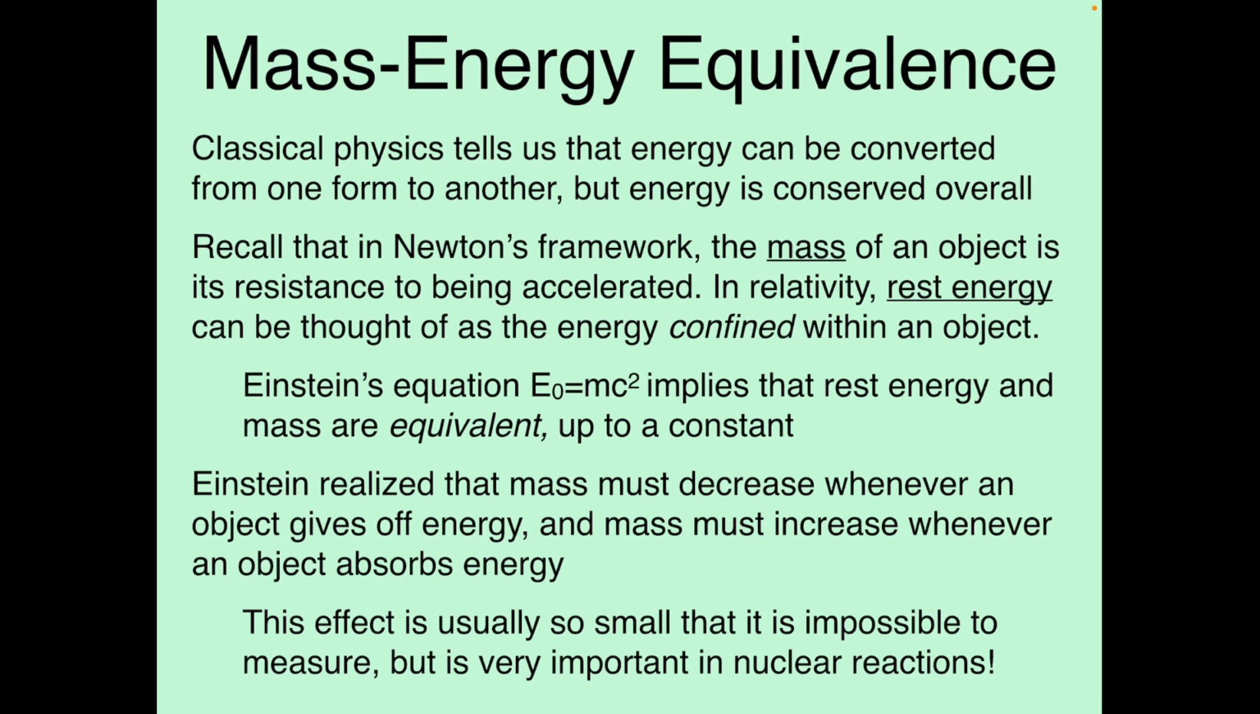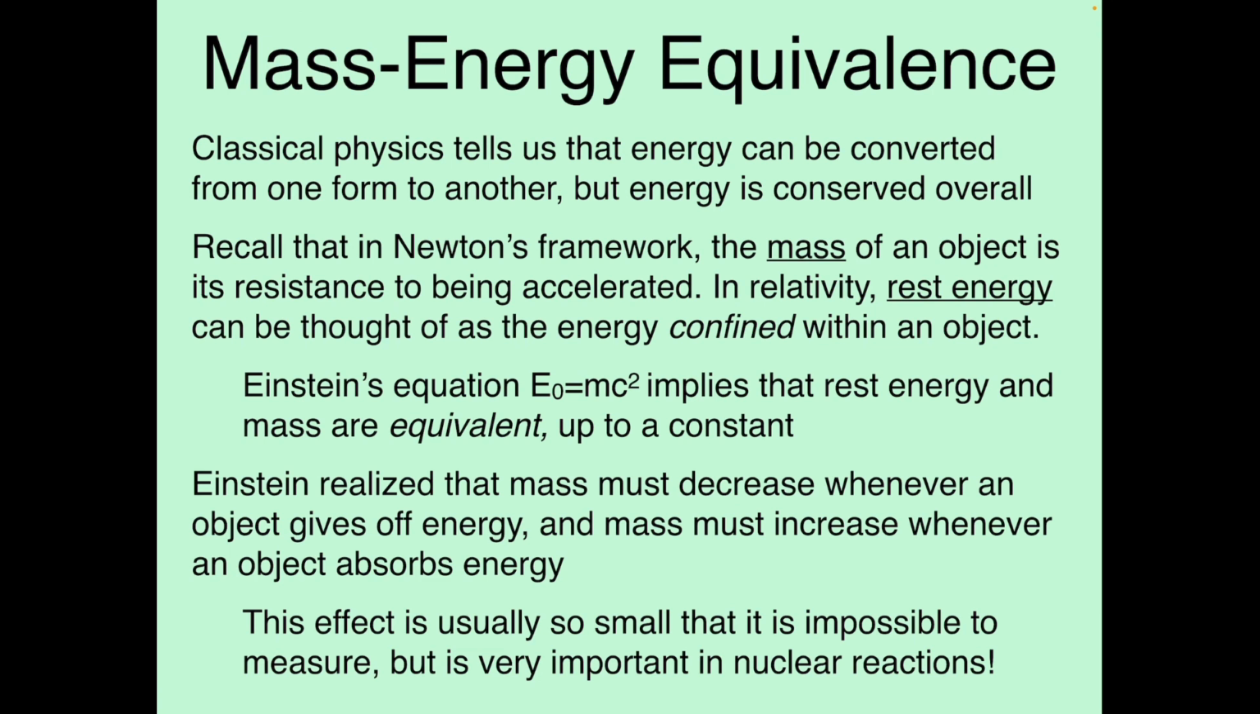Now, another concept that we have from classical physics is mass. In the framework of Newton's laws of motion, mass is an object's resistance to being accelerated. The more mass it has, the more resistant it is to being accelerated. And we can see that in the equation F equals ma. The more mass an object has, the greater the force you would need to apply to get it to accelerate. So that's what mass is in classical physics.